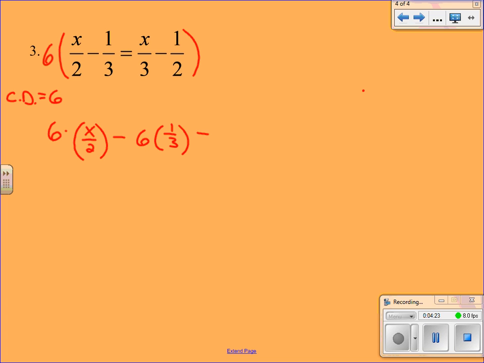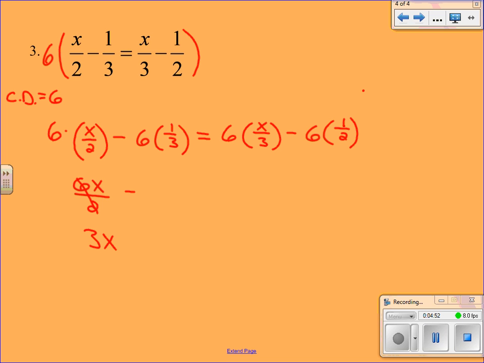Same thing on the other side. 6 times x over 3. Bring down your minus sign, and then do 6 times 1/2. In the clearing method, it's really important that you're multiplying the 6 through to every single term. Now, 6x over 2. Some of you are not going to be sure what to do with that. It's really just division. So 6x over 2 reduces to 3x, and you can write that right underneath.